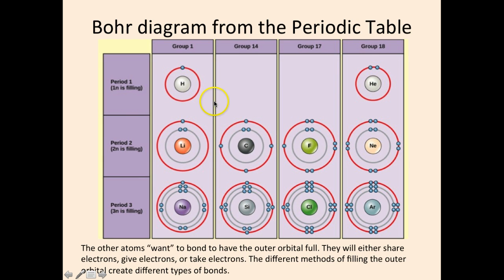And what the other atoms, all of those not in group 18, are going to anthropomorphically want to do is bond. They're going to want their outermost orbital to be full, either by sharing electrons with another atom, giving the electrons away, or taking in electrons. Now, of course, if they give or take electrons, they're going to change their charge and become ions.